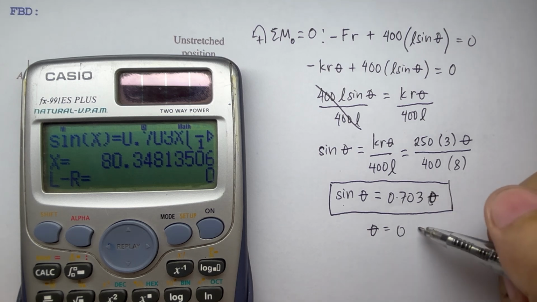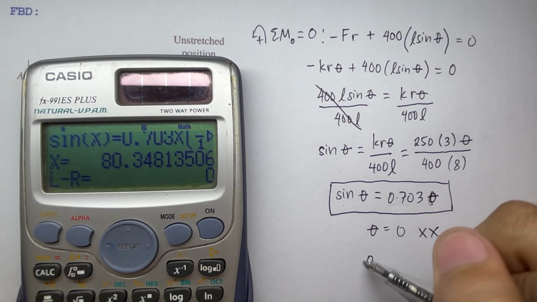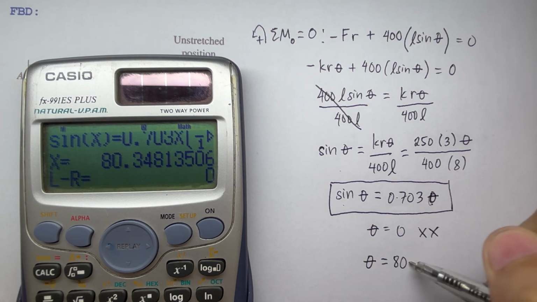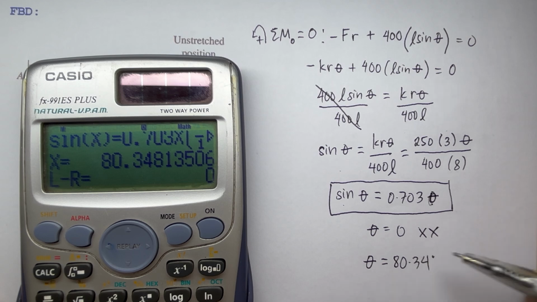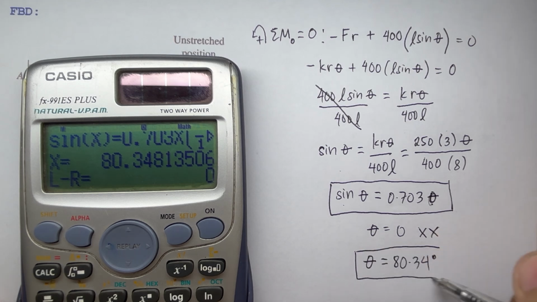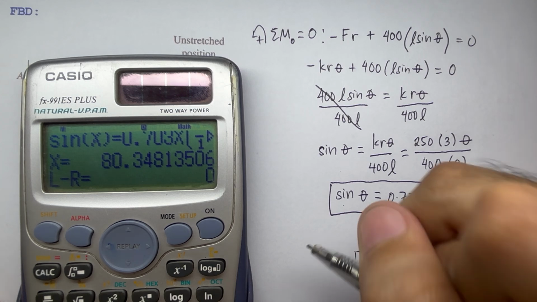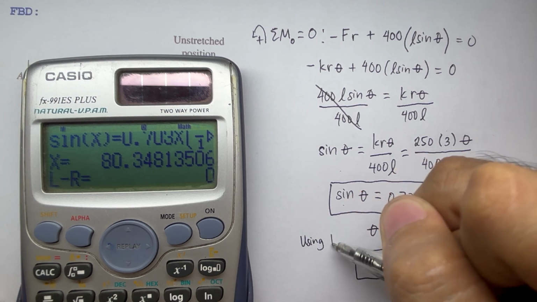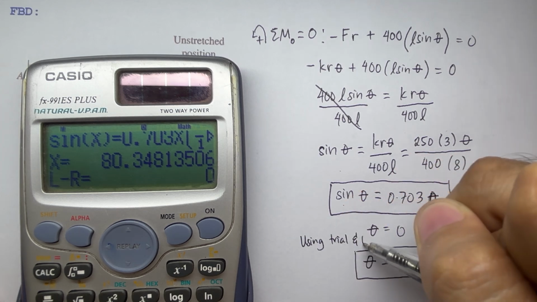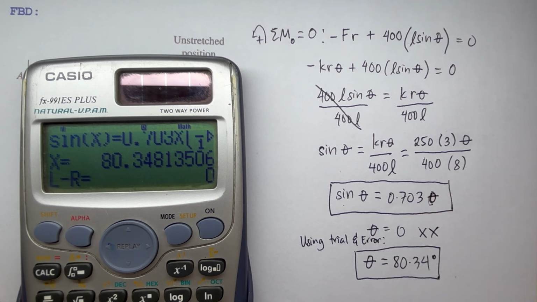So our theta here should be 80.34 degrees. That is using trial and error.